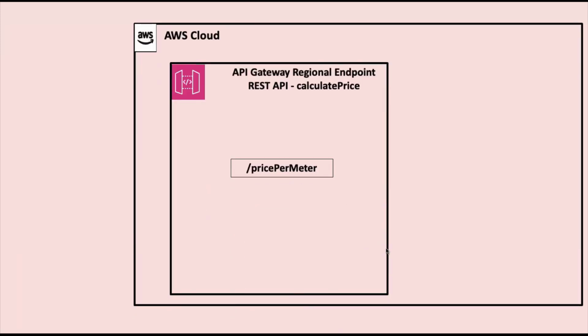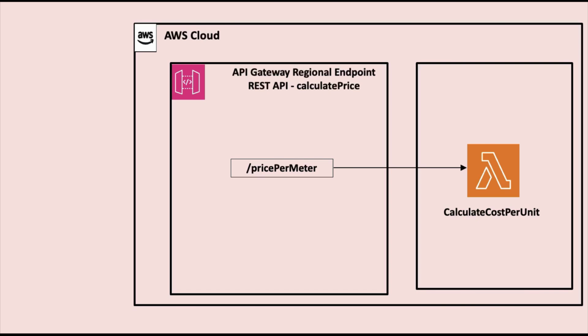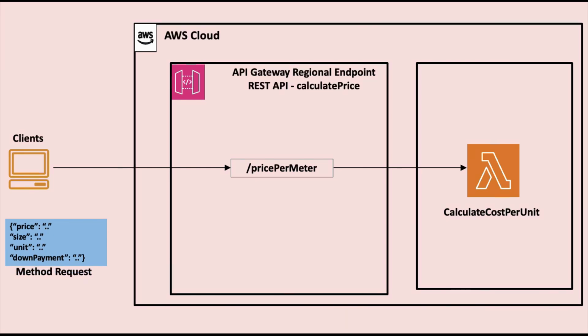Let us say we have one API gateway which is a regional endpoint, and the name of the REST API is calculate price, and then we have one resource called slash price per meter. This is implemented using Lambda as a backend. The clients will send a request, for example with one JSON file, and somebody has to validate whether the request coming from the client is in the right structure, the right schema. So this is where we will define one model within the API gateway to validate against for all the incoming requests. The request validation happens automatically by API gateway.